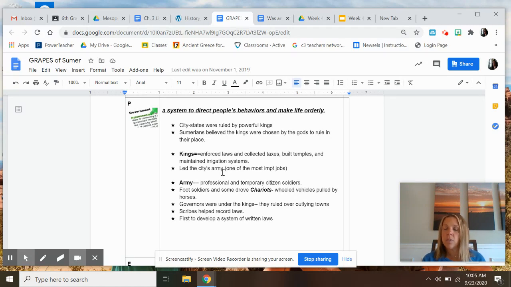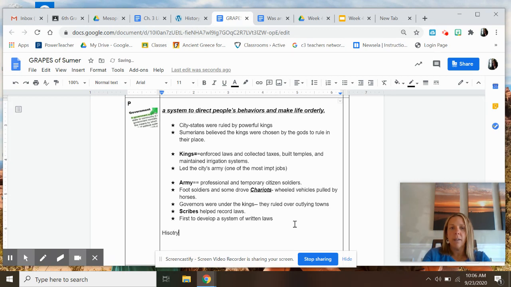You have people called scribes, this word here, who were the writers that helped to record the laws. So they're working for the government officials. And here we have these people who were advanced in the fact that they were the first to develop a system of written laws.